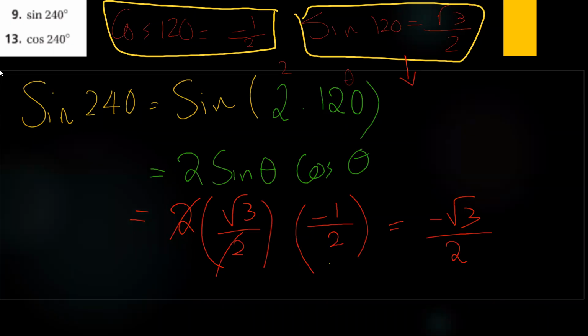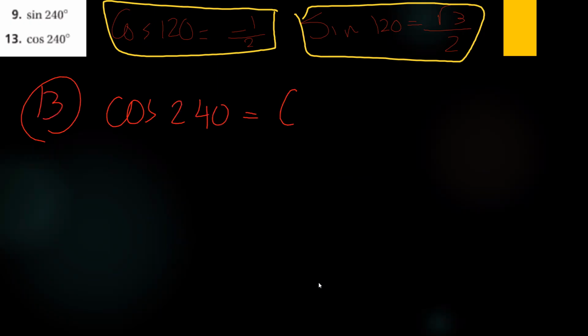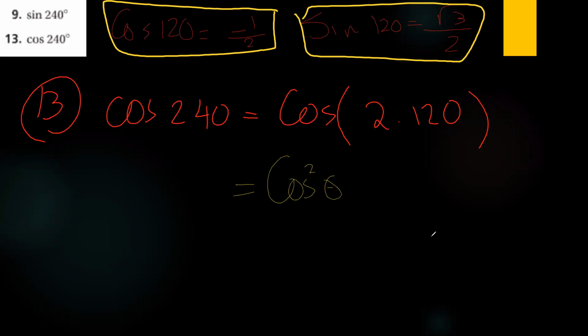Now, Habiba, can you help me to solve cosine 240? Yes, teacher. Number 13, cosine 240. It's cosine of which angle times 2? 2 times 120. Bravo. Now, which identity do you want to use to find cosine 2 theta? Cosine squared minus sine squared of theta. Bravo.